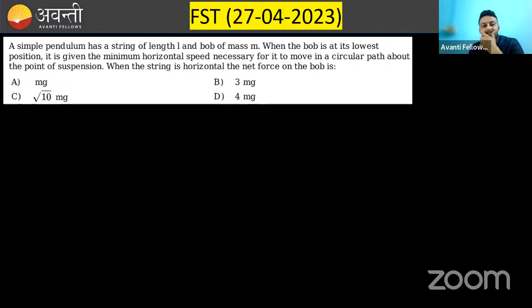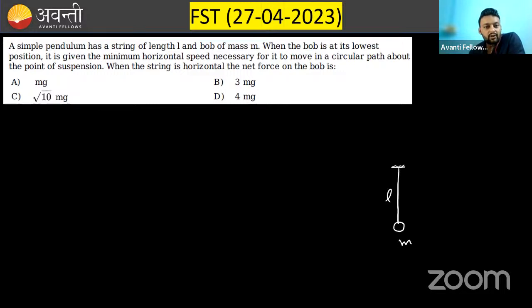A simple pendulum has a string of length L and bob of mass M. When the bob is at its lowest position, okay, let's draw. Let's suppose this is the simple pendulum. This is the simple pendulum of length L and mass M.